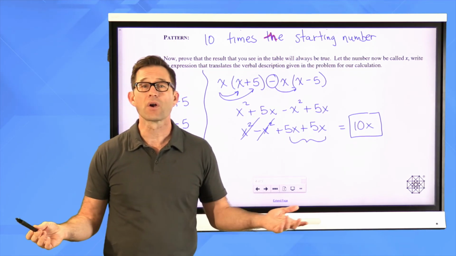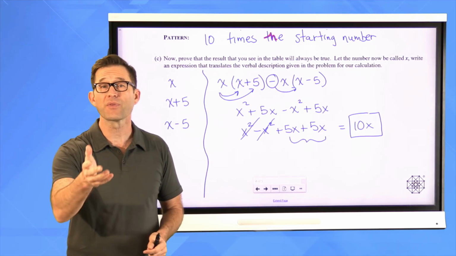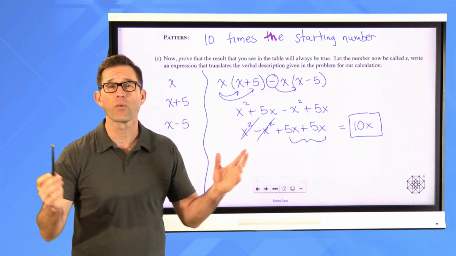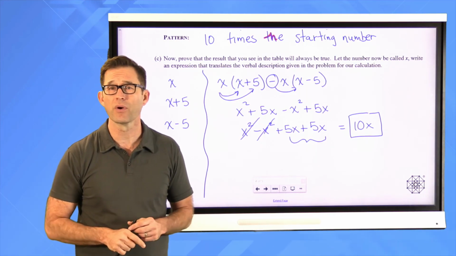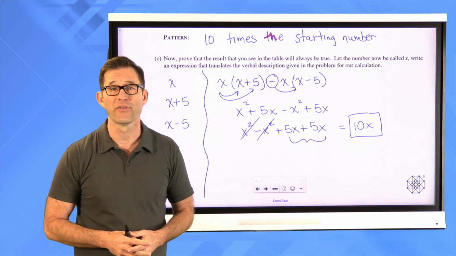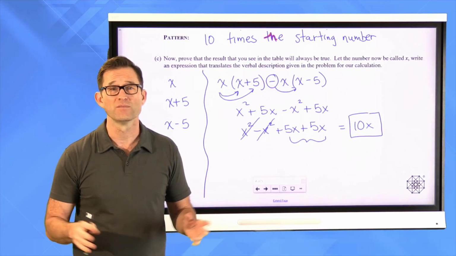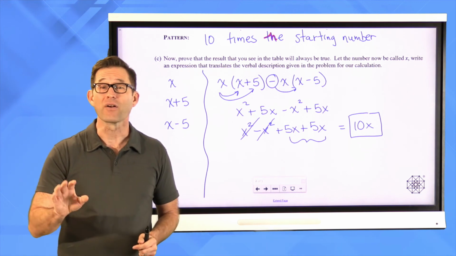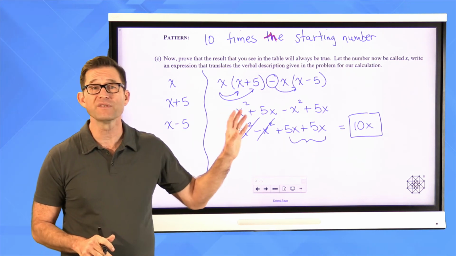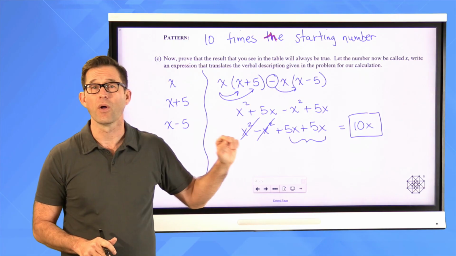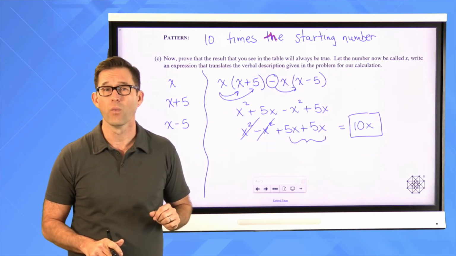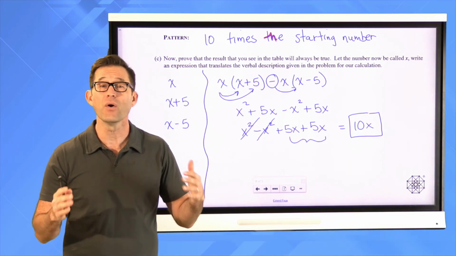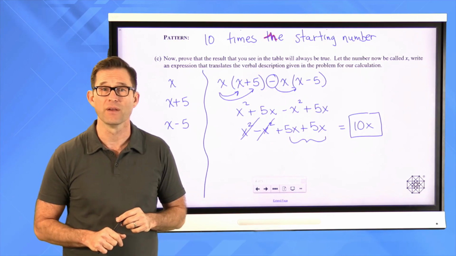We could have started with any number we wanted. We could have started with the number pi, right? 3.1415, etc., a nice irrational number, and we would have gotten 10 times pi, 31.41, whatever, you know. So it wouldn't matter. This has proven that whatever we start with, that description will always give us 10 times where we started. And we know that by using algebraic manipulation.